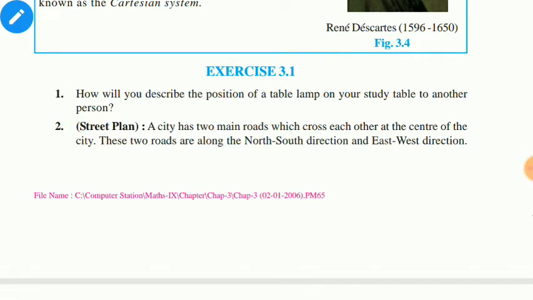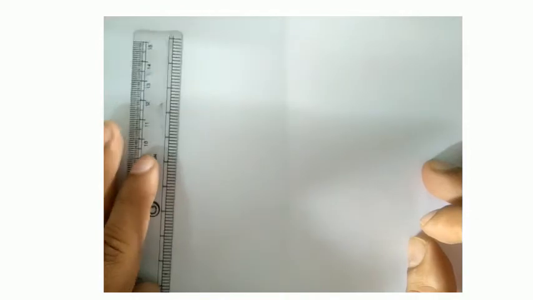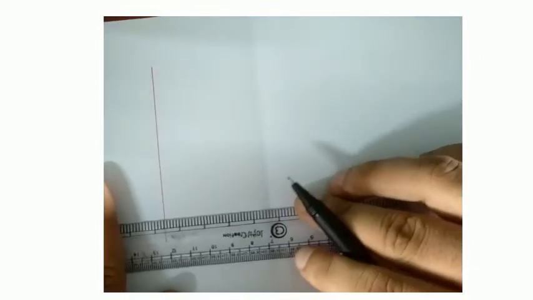A city has two main roads which cross each other at the center of the city. These two roads are along the north-south direction and east-west direction. So first we can draw a street which is north-south direction and east-west direction. So let us draw the road like this.